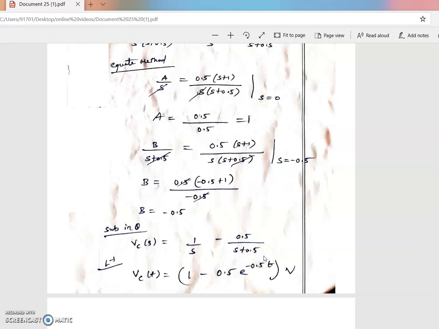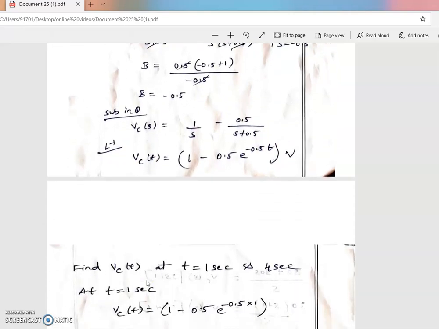Now we are going to do the Laplace inverse. Vc(s) gets converted to Vc(t). The Laplace inverse of 1 by s is 1, and the Laplace inverse of 1 by s plus a is e power minus at. So we have 1 plus 1 divided by s plus 0.5, and after taking the Laplace inverse we get e power minus 0.5t. This is the final answer we got for this question.